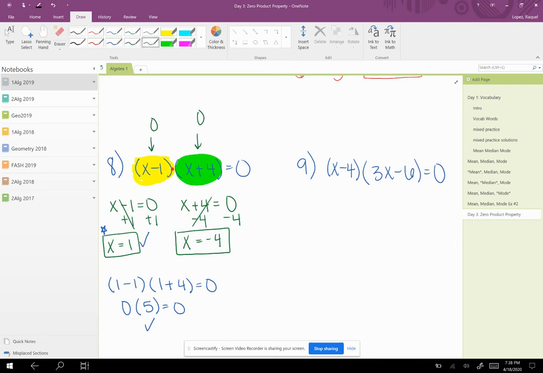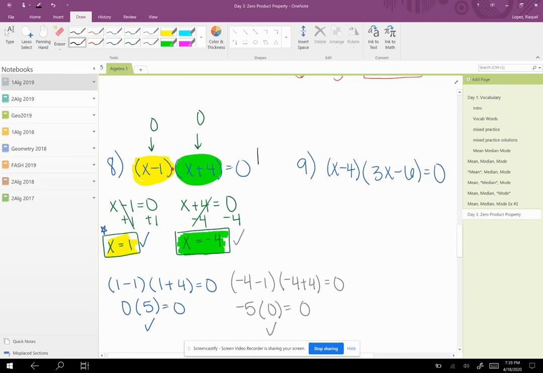Now let's go ahead and check the other one. Let's plug in -4 wherever I see an x. So I have -4 minus 1 times -4 plus 4 equals 0. -4 minus 1, that's -5. -4 plus 4, that's 0. And when I multiply -5 times 0, do I get 0? Yes. So that tells us that when I plug in 1 for x or -4 for x, I get a true statement. Therefore, both of those numbers are your answers. They're both solutions. They both make the equation true.